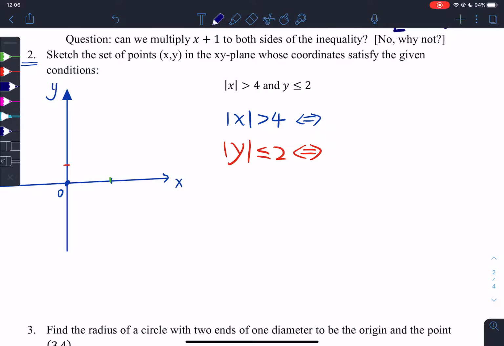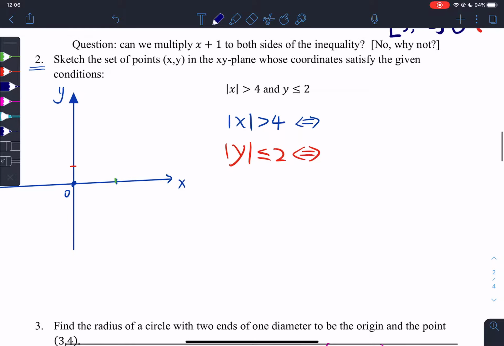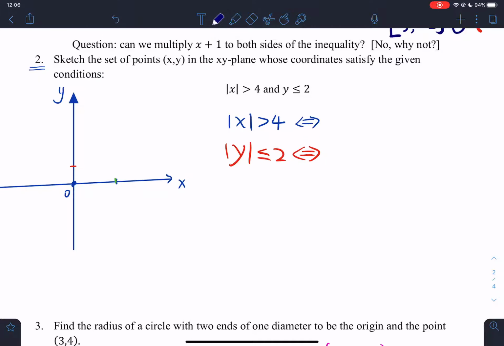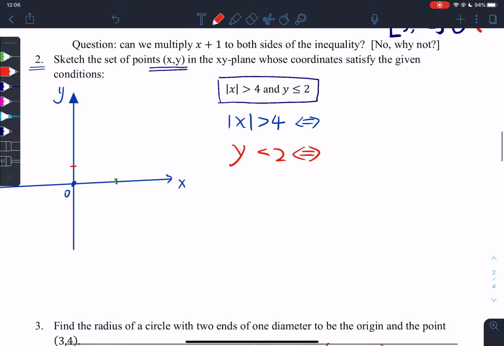Let's look at problem number 2 we have on the activity. So basically what we were asked to do is to identify the region, the points, the whole family of points, which means a lot of them, such that the x component satisfies the condition that the absolute value of it is greater than 4, and simultaneously has a restriction on the height, which is y less than or equal to 2. So let's get started. Of course, I have to discuss one part at a time.